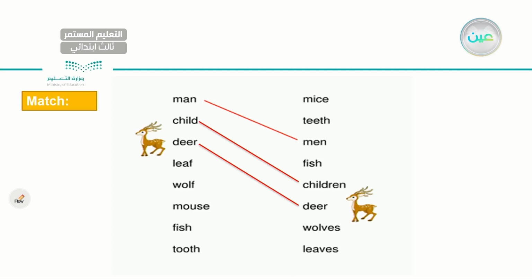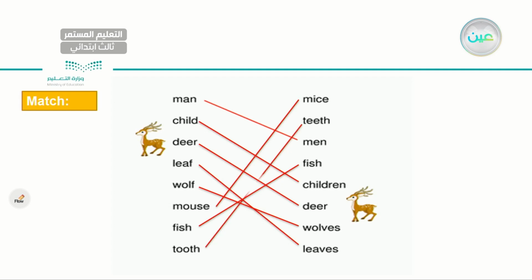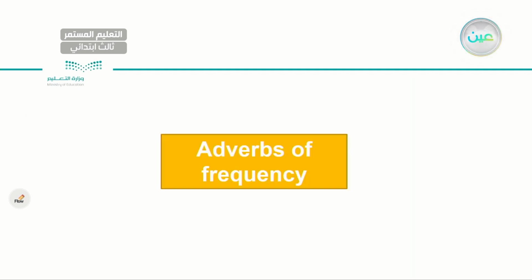Leaf is singular, leaves are plural. Wolf is singular, wolves are plural. Mouse is singular, mice are plural. Now here I have fish, and fish is singular and fish are plural. And for the last one here I have tooth, 1 tooth, and I have three teeth. Very good, my dear students. So we call these irregular nouns because they are formed differently.